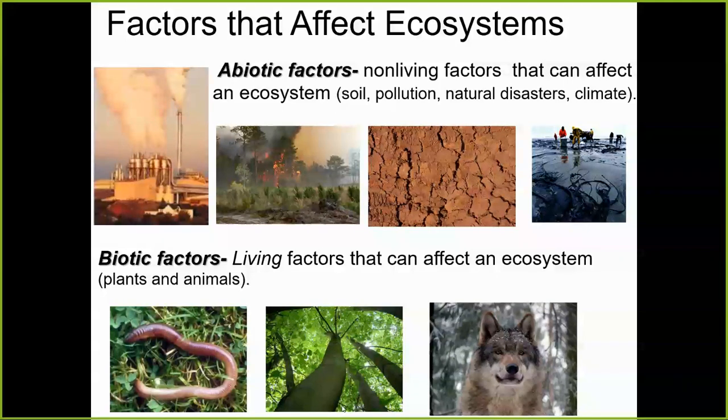On the other hand, we have the biotic factors. Again, these are the living things that affect ecosystems. So, for example, you have the worm, right? It can affect the soil. You have the trees, definitely affects the soil. Trees also affect the atmosphere. I just want to point that out, because carbon dioxide goes in, oxygen comes out. Yay, trees.